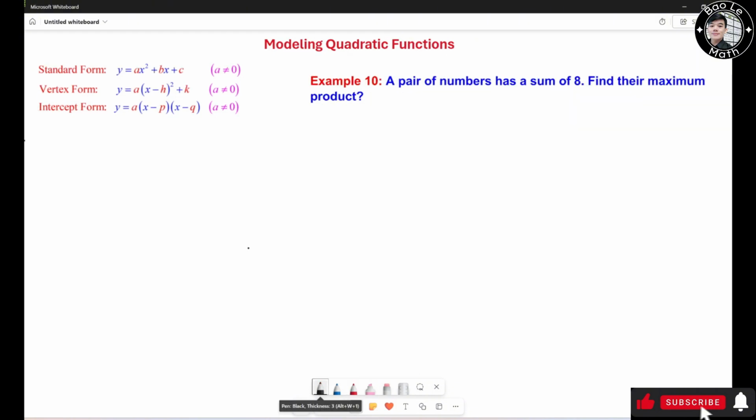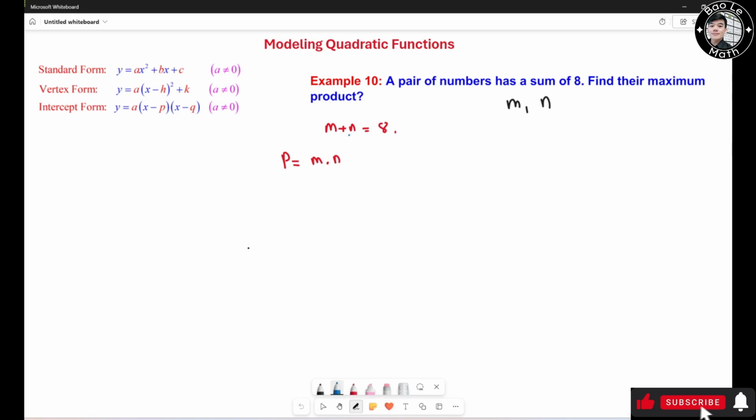Now let's move on to example number 10. Alright, so I don't know the numbers right here. I just call them M and N, right? Two numbers. Now, the sum of two numbers is 8. So I have M plus N equals 8, right? Now find their maximum product. So the product should be equal to M times N, right?